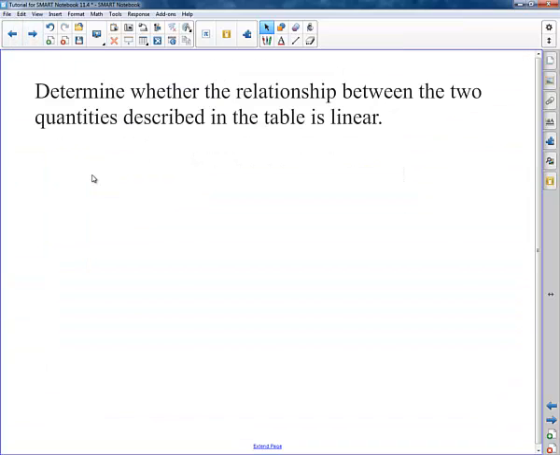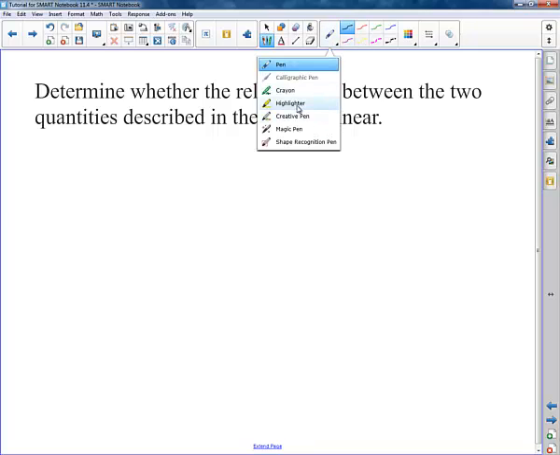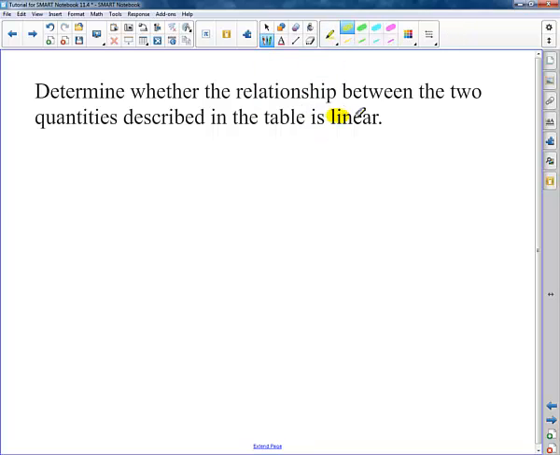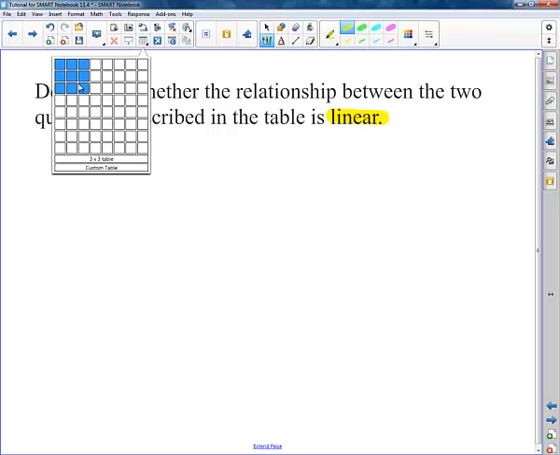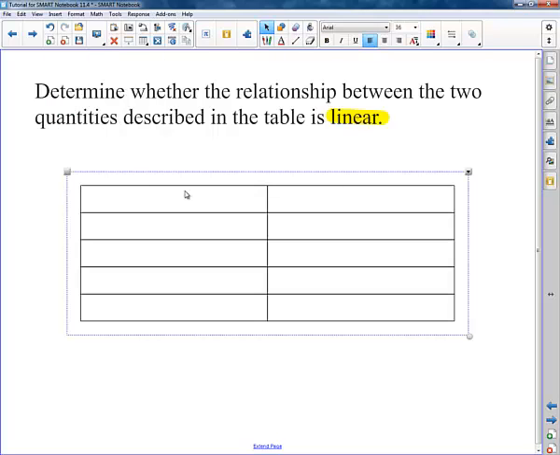Okay, first part, determine whether the relationship between the two quantities described in the table is linear. And by linear, I mean if we were to graph these coordinates, they would create a straight line. They would make a line. So let's go ahead and make a table. Let's do it like so.